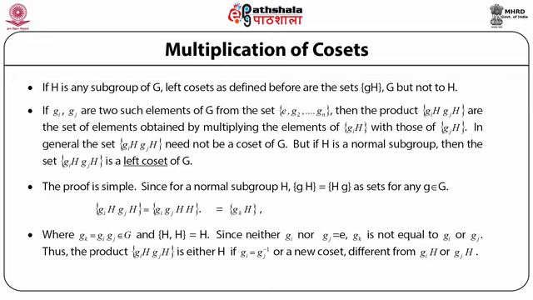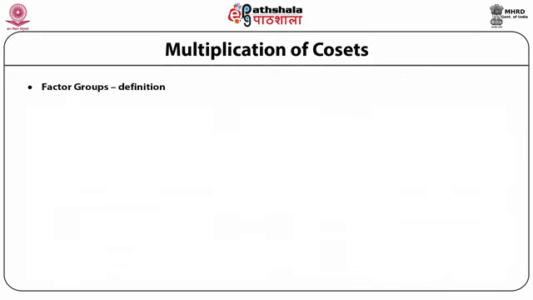Since neither gi nor gj is an identity element, gk is not equal to gi or gj. Thus the product giH, gjH is either H if gi is equal to gj inverse, or a new coset different from giH or gjH. Now define the factor group, and first the definition of the factor group.